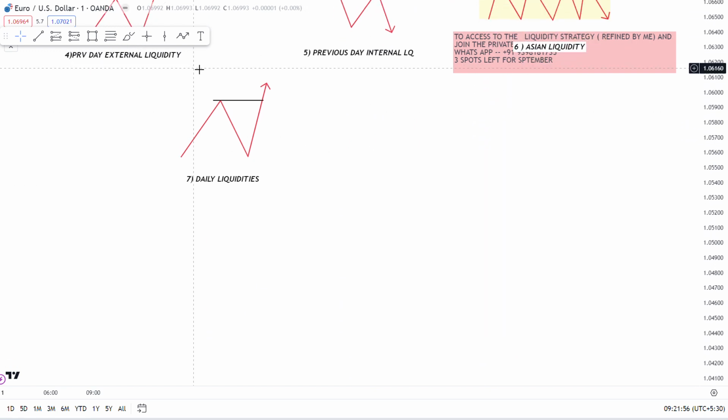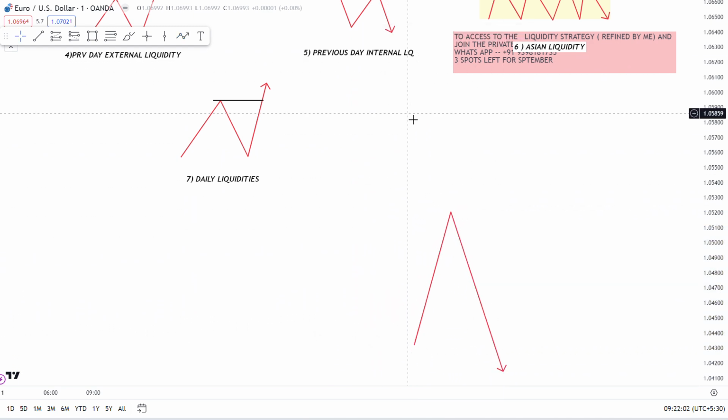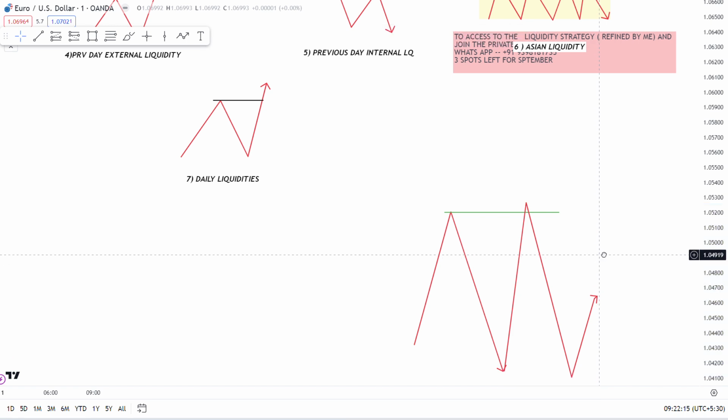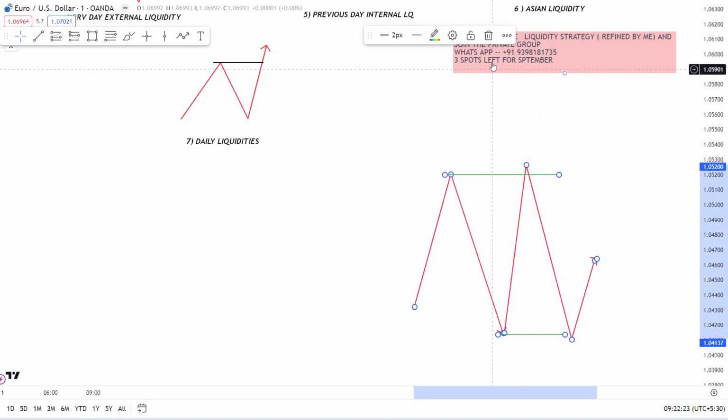And daily liquidities are nothing but liquidity in the daily time frame. Let's assume this is the daily time frame. So when the liquidity gets taken out, this one is a very high profitable setup because it's the daily time frame, right? Daily time frame liquidities are very powerful.